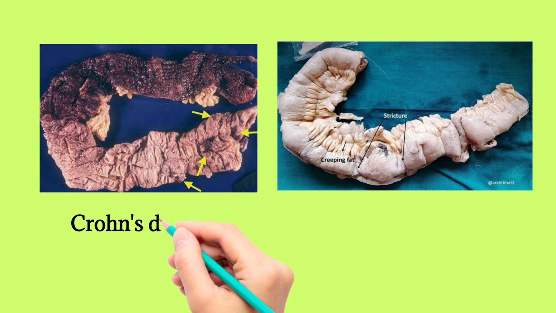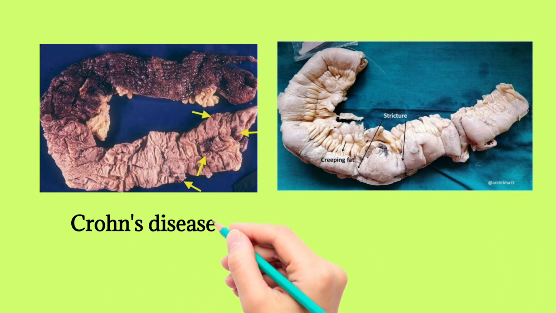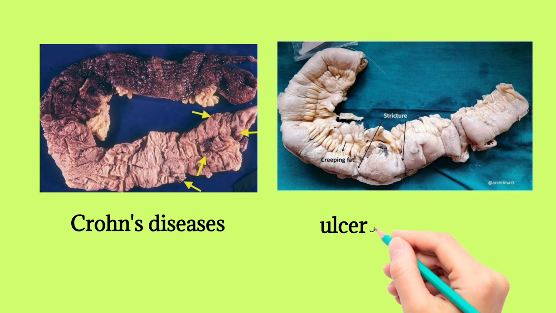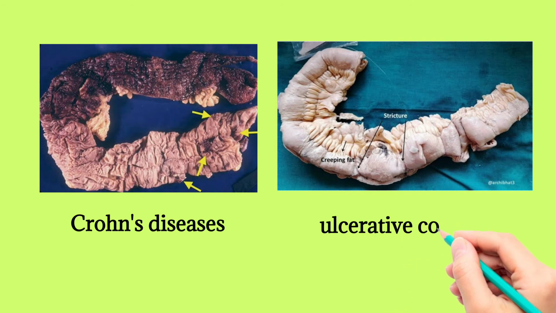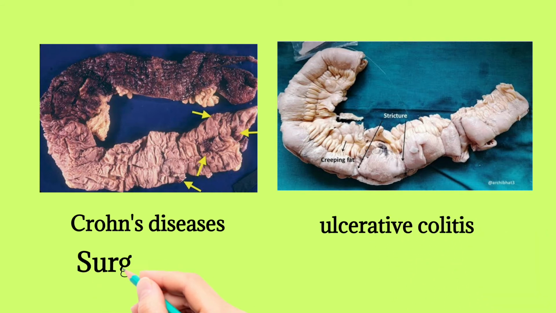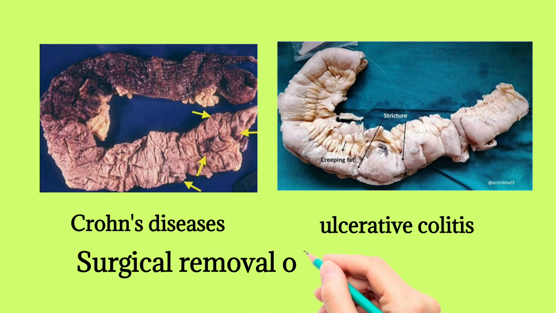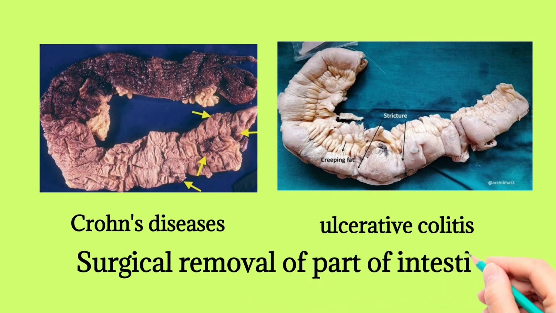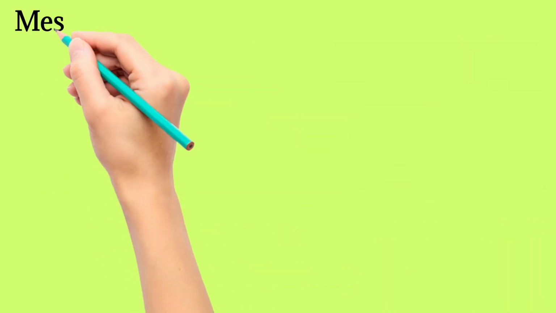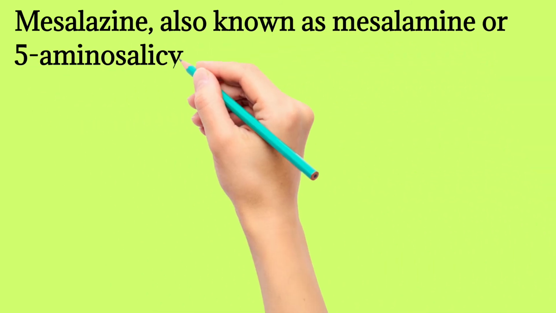As you can see in the image, there are two types of surgical removal of the intestinal part. First is for Crohn disease and the second for ulcerative colitis. The last treatment would be surgical removal of the part of the intestine.